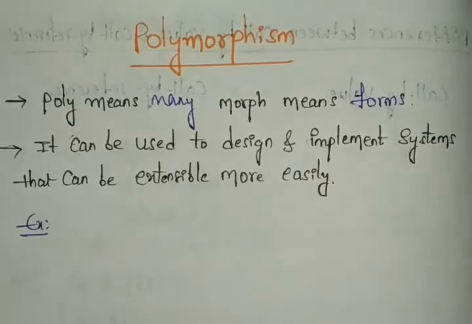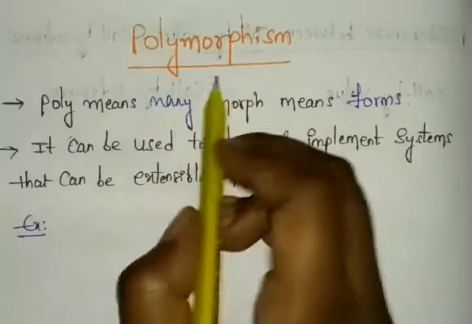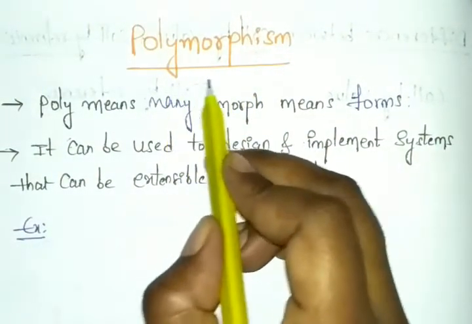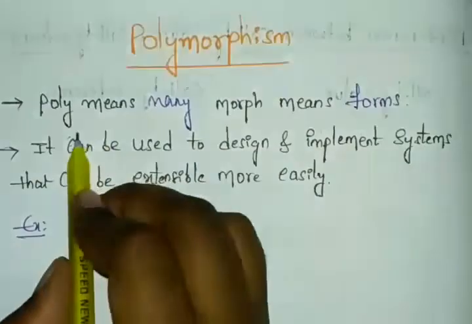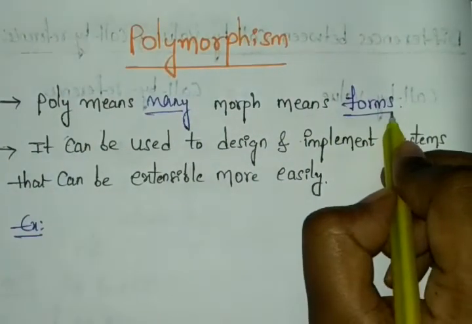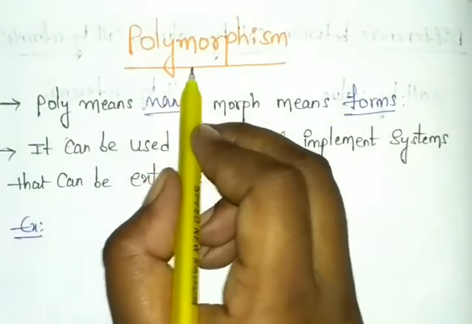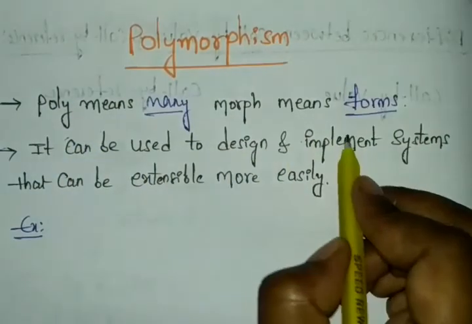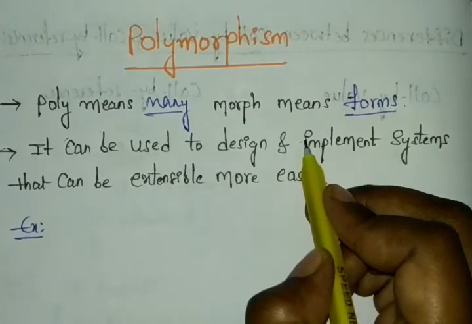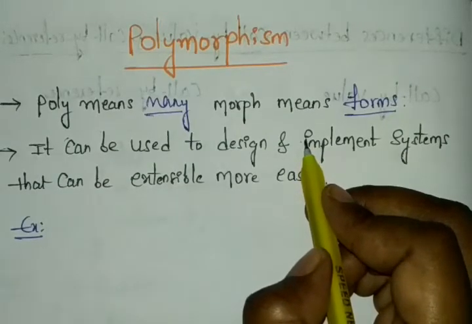Hello everyone. In this session, we will discuss the polymorphism topic. First of all, we need to know what is the poly and what is the morphism. So here poly means many and morph means forms. By using polymorphism, we can work with many forms. Polymorphism is one type of object-oriented programming concept.